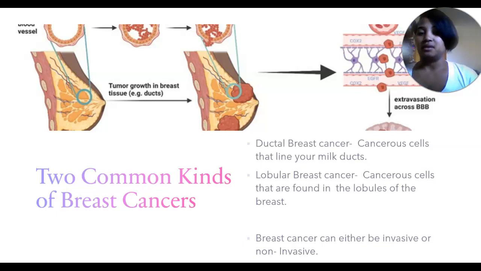Invasive basically means that you have cancerous cells that start in either your ducts or your lobules, and they expand throughout your whole body. On the other hand, non-invasive is basically cancerous cells that start or are only located in your ducts or your lobules, and they don't spread throughout your body.